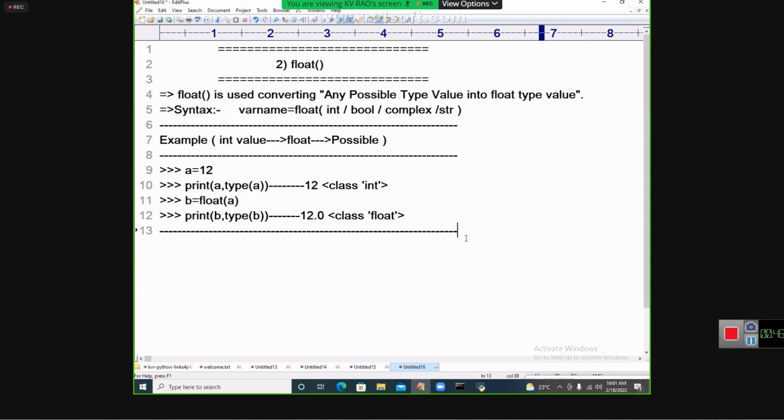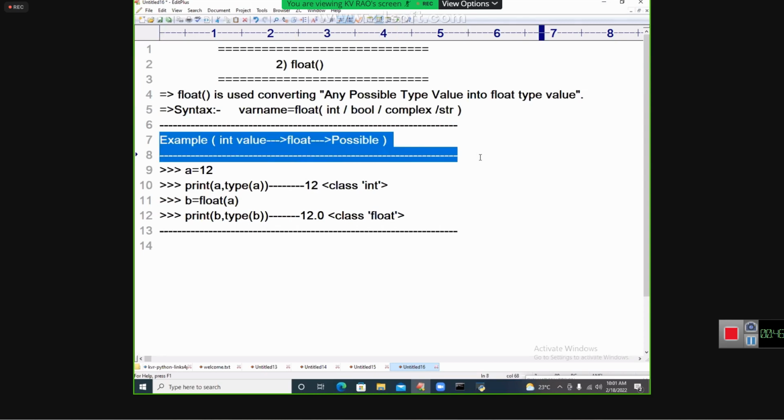Next, I'm going to convert into one more kind of thing, because data types I cannot explain again. I already explained the importance of data types. Fine, please take care of that. Next, I'm going to take bool values. Bool values I'm going to explain.